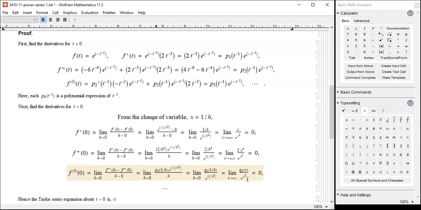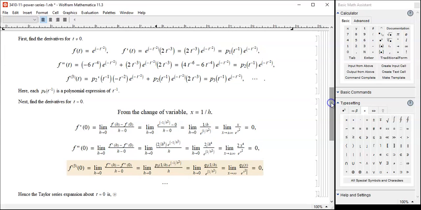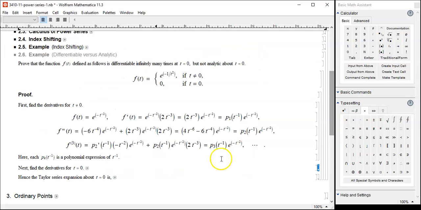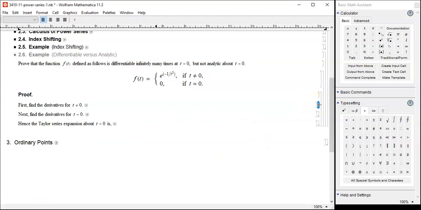So you can use L'Hopital's rule however many times. You're going to go down to 0 again, and the same thing repeats. We're going to have a polynomial expression of 1 over h over exponential of 1 over h squared, so a polynomial expression of x over e to the x squared. And they all go down to 0 for an arbitrary derivative. For detail, you can use mathematical induction if you want to, but I don't think that's really necessary because it's quite clear you're getting a polynomial expression of 1 over t like that.